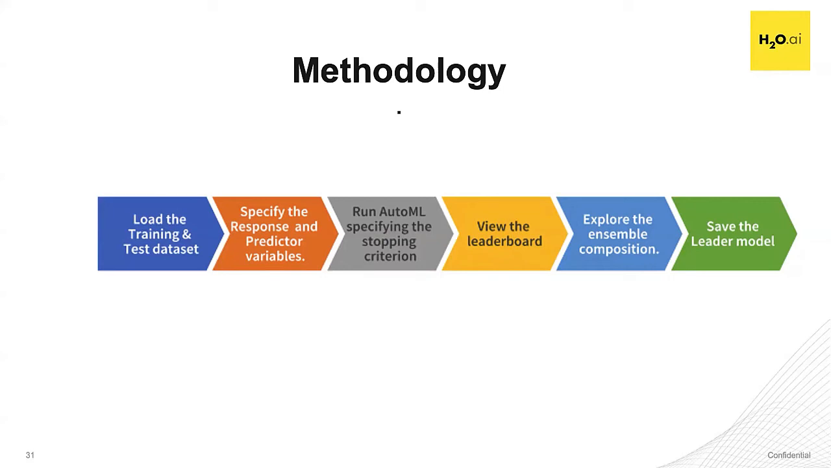We're going to run our AutoML specifying the stopping criterion. So for the case of H2O AutoML, we could either specify the number of models that we wanted to create, or we could specify the time for which it should run. And then it will present a pretty leaderboard with some of the models that it has created, along with the ensembles also. And then we could just decide which model we want to go with.